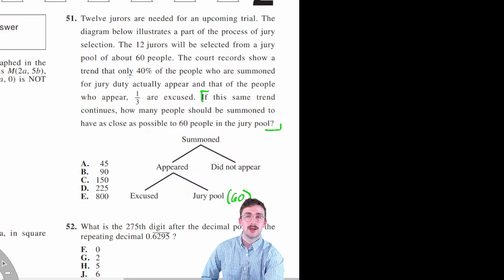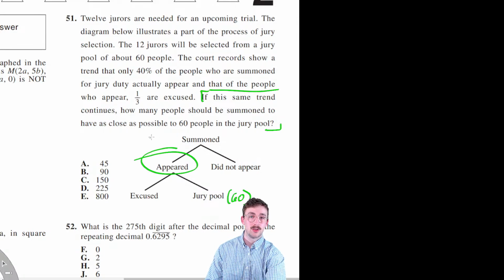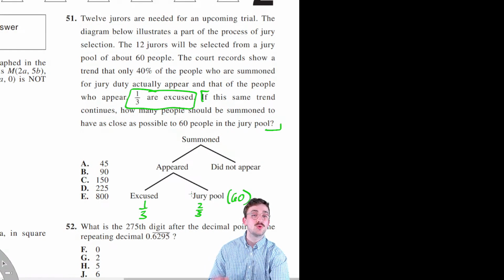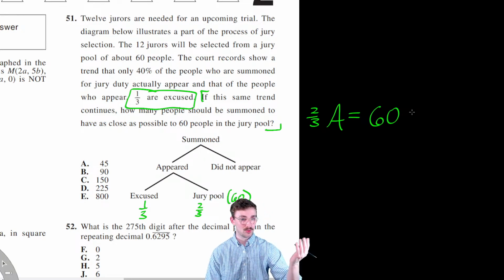The court records show a trend that only 40% actually appear. So that's those who did not appear. And of the people who appear, those who appeared, 1/3 are excused. So if 1/3 are excused, that means that this jury pool right here is 2/3 of those who appeared. So 2/3 of those who appeared is 60, the actual jury pool.